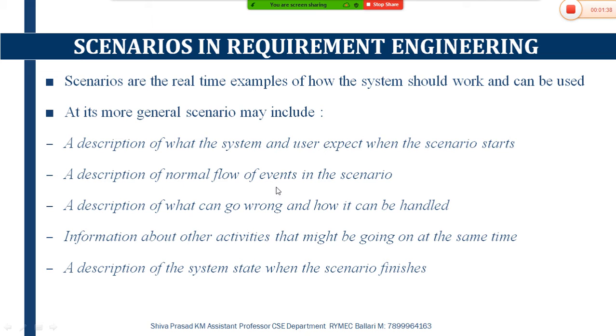whereas it speaks about the normal flow of events, meaning which one must be first, which one must be next, which one must be last. Each and every step must be in the form of a flow of sequence or flow of parallel, or it can be a combination of both. Depending upon the type of product, we will be writing the description for that. Similarly, what can go wrong and how it can be handled. If something goes wrong in the product, how can it be handled?